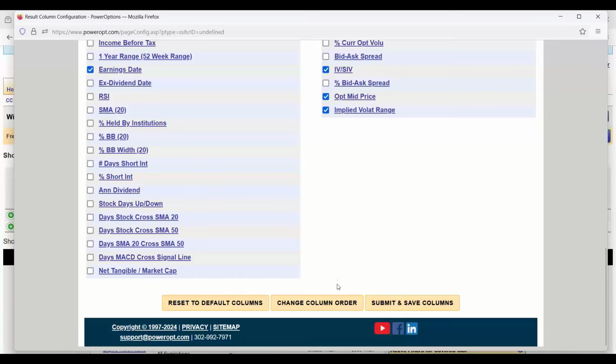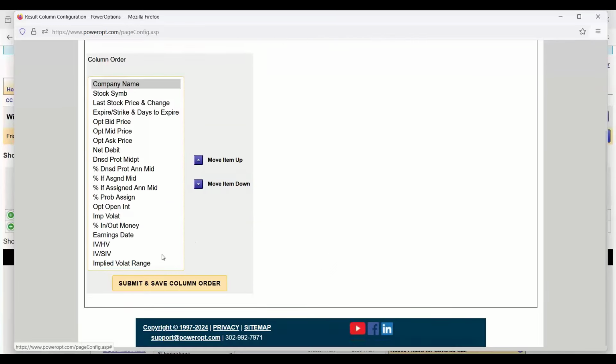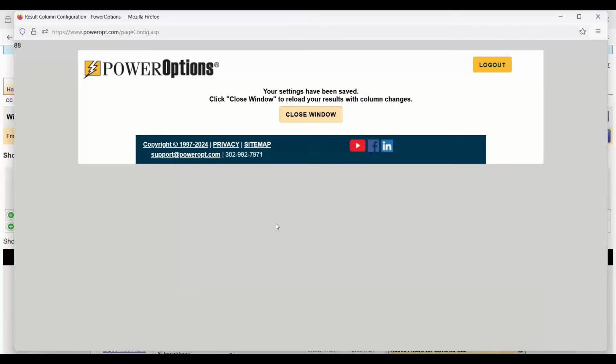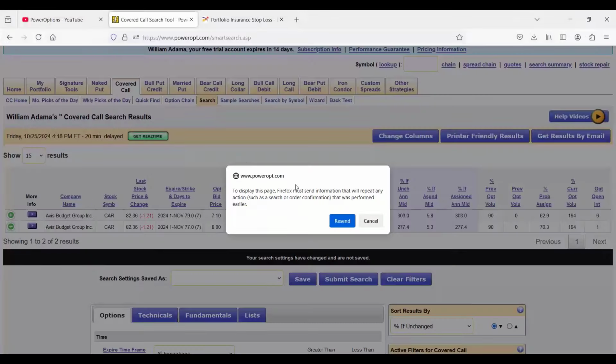Now, before I submit this, Terry, I'm going to change the column order because our focus was on your implied volatility. So right after the returns, before probability, let's go ahead and move IV, HV over there, IV over SIV, implied volatility range. I could have added the Black-Scholes ratio as well. I'm not going to do that right now. All right, let's go ahead and change that column order and submit that.